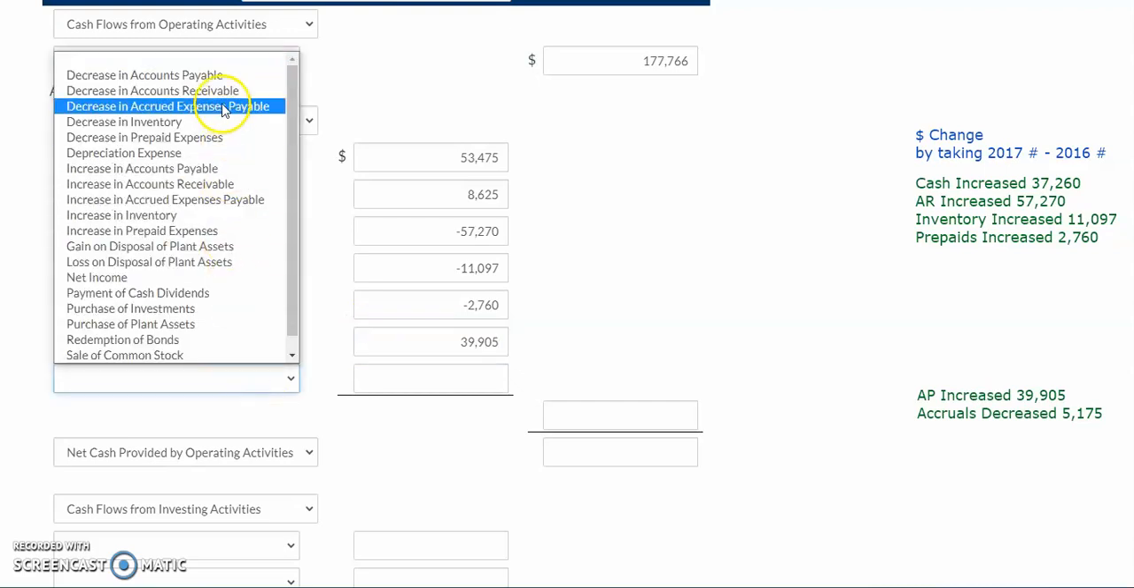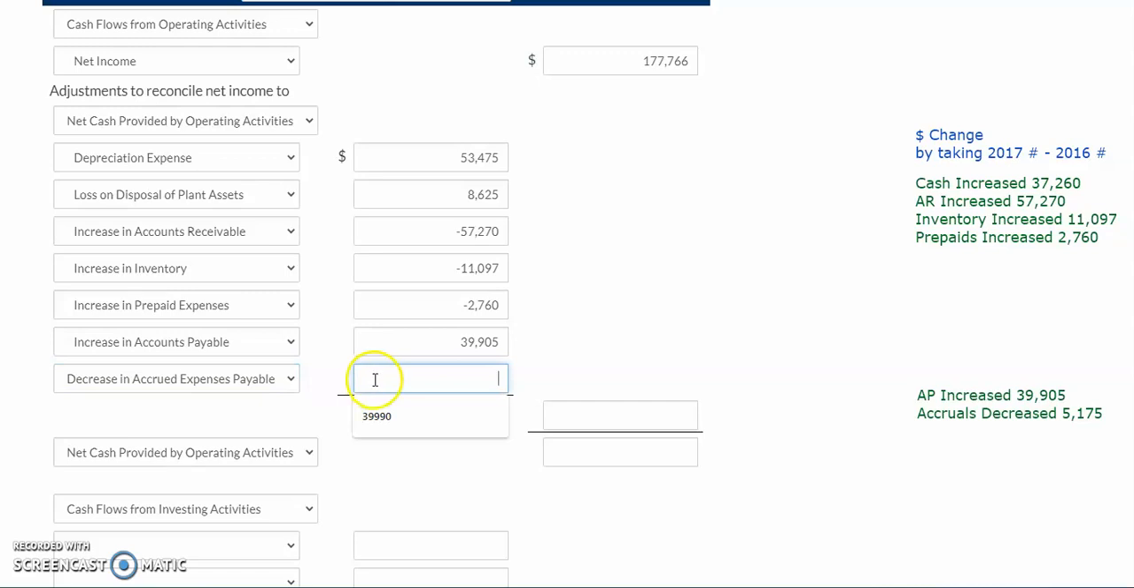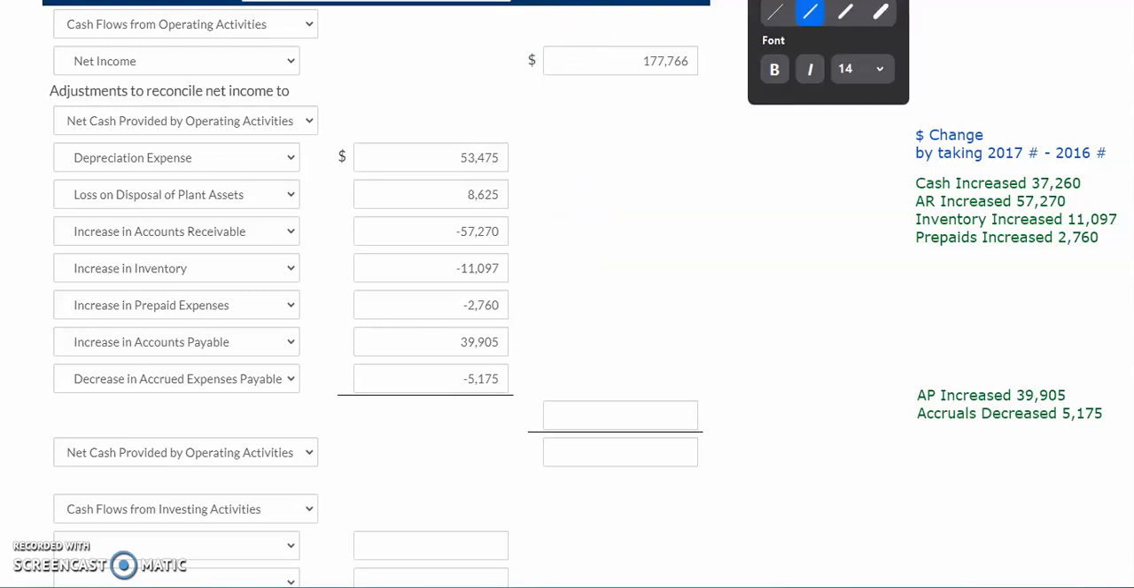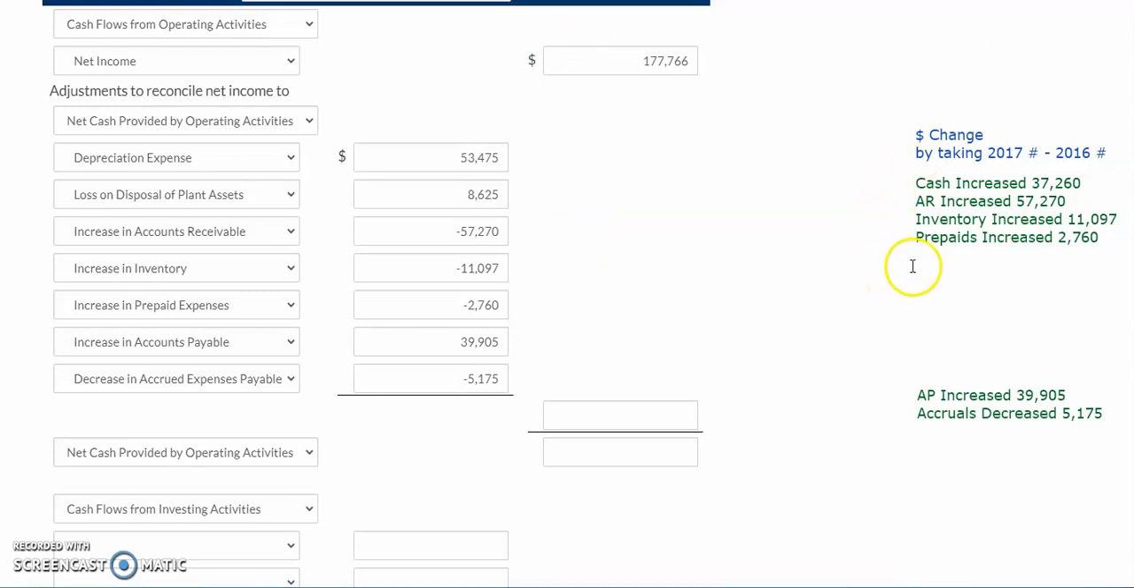And then we look at our decrease in our accrued payables. So if anything in your current liabilities goes down, that means that you've paid for it. So you want to notice that there's a bit of a trend here for our current assets. When they increase, you're going to subtract it. Okay, so when our current assets increase, we're going to subtract it. If your current assets decrease, then you would add that amount to this section.